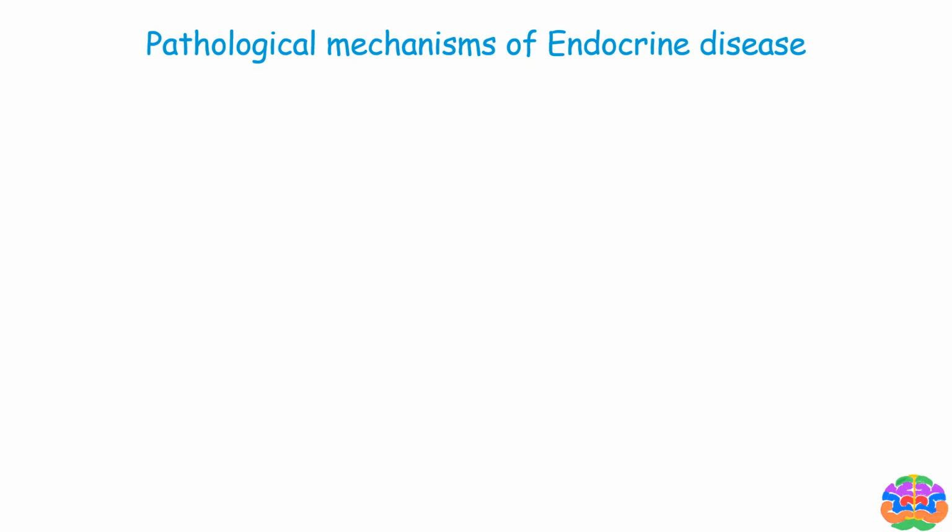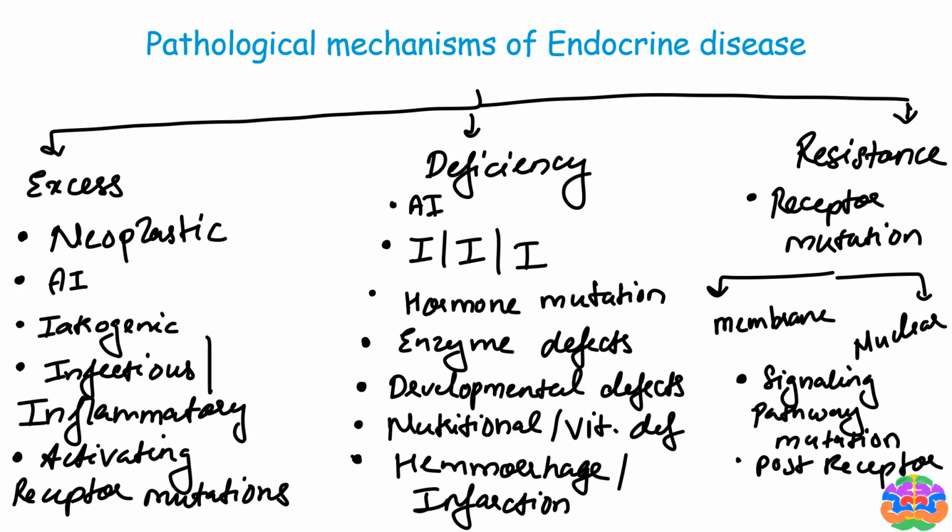What are the various pathological mechanisms of endocrine diseases? They can be categorized into three types. First, where there is excessive secretion or activity of hormone. Next is where there is a deficiency of hormone secretion or deficient hormone activity. And last is when there is a resistance at the hormonal receptor complex.